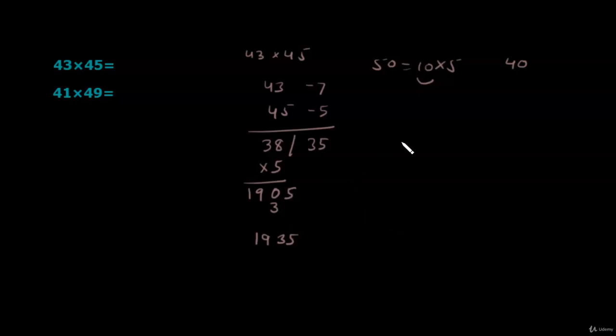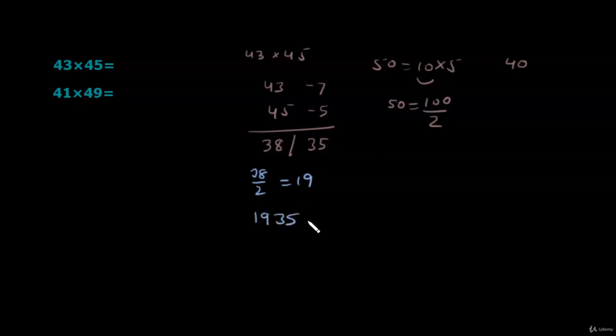Let's try to do the same problem by taking 50 as 100 divided by 2. Now if we are taking 100 divided by 2, then this becomes very easy. We divide 38 also by 2 and this gives us 19. And because the main base is 100, the second part has to be a 2-digit number. So 1935 is the answer. So this becomes very simple.